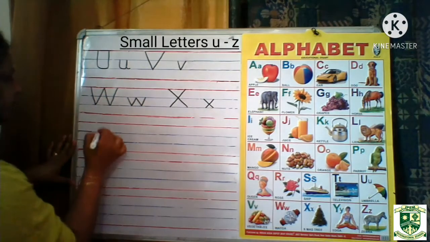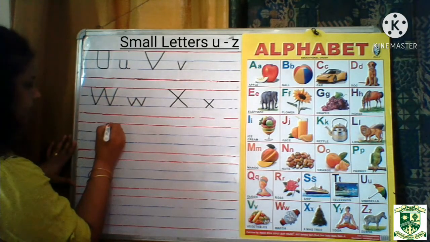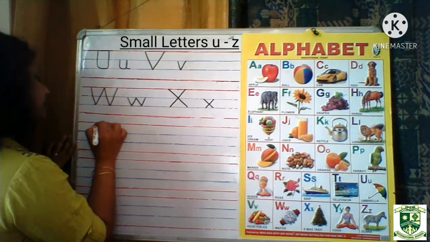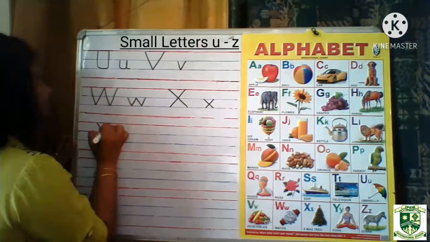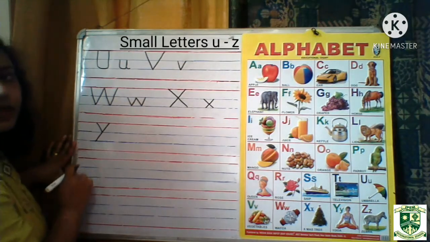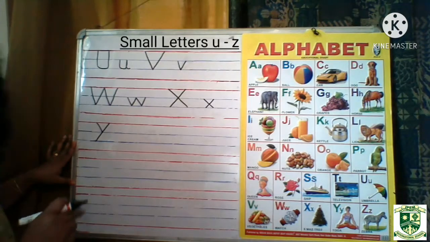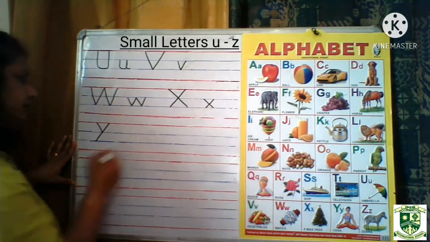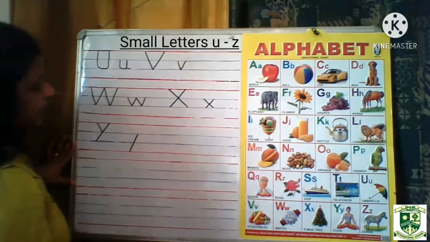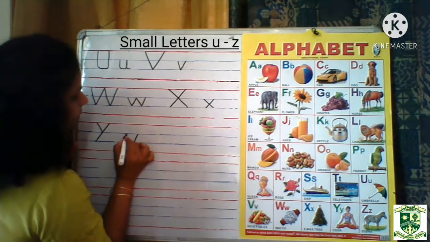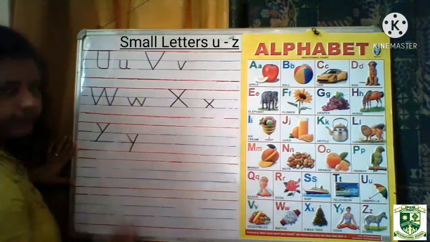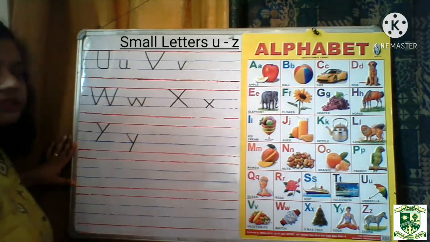How will we write Y? First we'll make a slant line from the red line till the second blue line, and then we'll make a small slant line from the red line to the first blue line, and it will meet here. This is how we'll write capital Y. Now similarly we'll make a small y. This time from the first blue line we'll go to the second red line, one slant line, and then in between the two blue lines we'll make another slant line and it will meet at the second blue line. This is how we'll make small y.